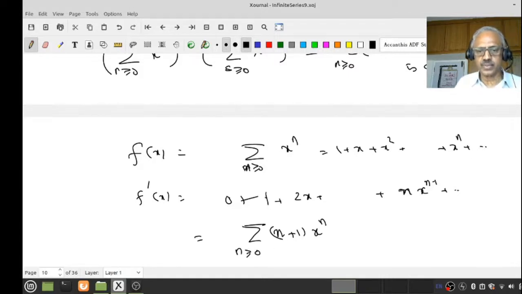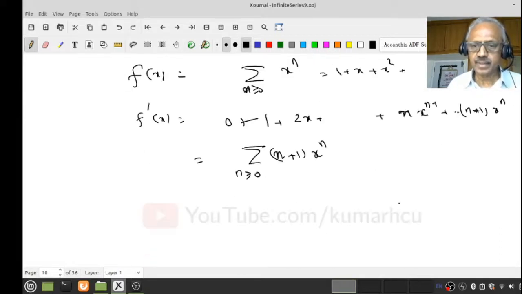When n equal to 0, I get 1. When n equal to 1, I get 2x. And when equal to n minus 1, I get n. Okay, next time it will be n plus 1 into x power n. So when n equal to n, I get that term. Are you following? Yeah?